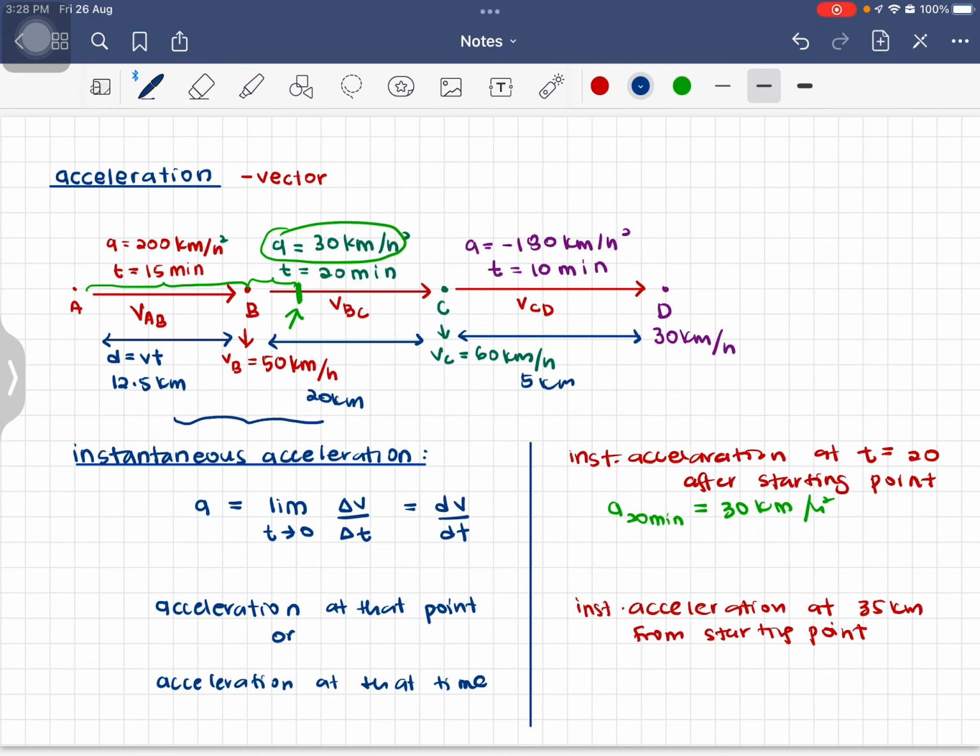12 plus 10, you will get 22.5, and up until here is 22.5, at 32.5, and I want it at 35. It is in between C and D. So 35 is in between C and D here. So I want the acceleration at this point. A at 35 km is equal to negative 180 km per hour square. So that is instantaneous acceleration.